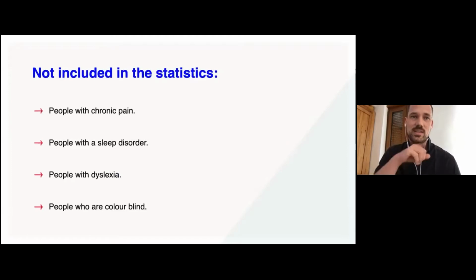But these statistics don't include people who would not consider themselves to be disabled, or people who are not comfortable disclosing their disability. So think of people with chronic pain, sleeping disorder, dyslexia, or color blindness. These groups are underrepresented in the previously mentioned numbers.